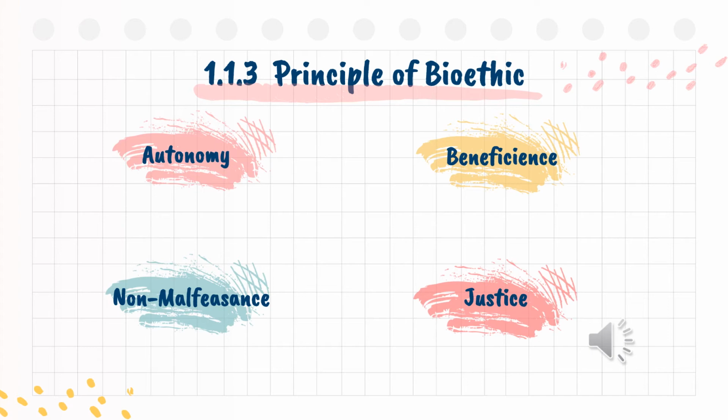And the third one is non-maleficence. The healthcare providers must not hurt their patients. And the fourth one is justice. The patients should share more or less equally in the costs and benefits of the healthcare system.